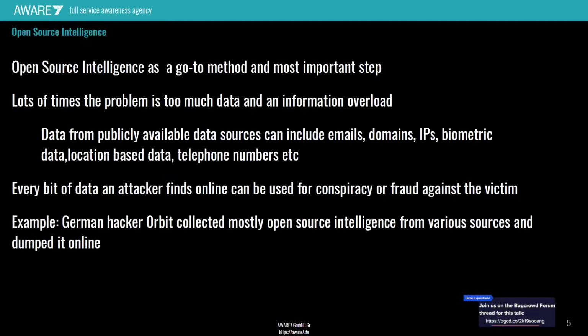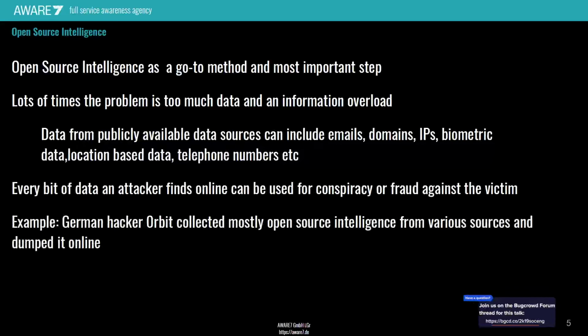So as I mentioned before, we will focus on open source intelligence, or a subtype of it, in this talk. And open source intelligence is always your go-to method, and the most important step, especially if you're not on site at your client but sitting remotely, and you try to get as much information out of your contractor as possible.